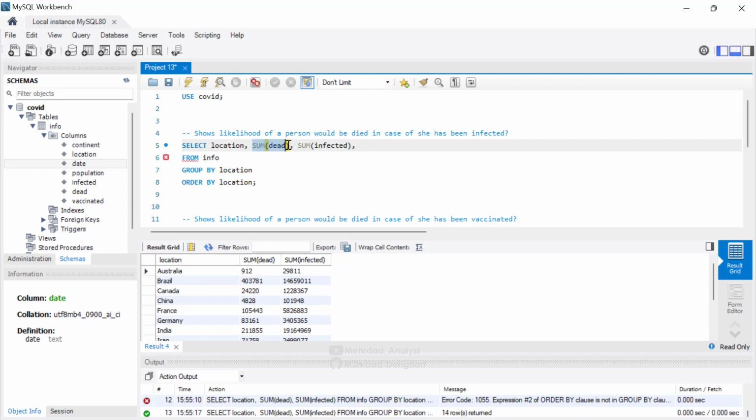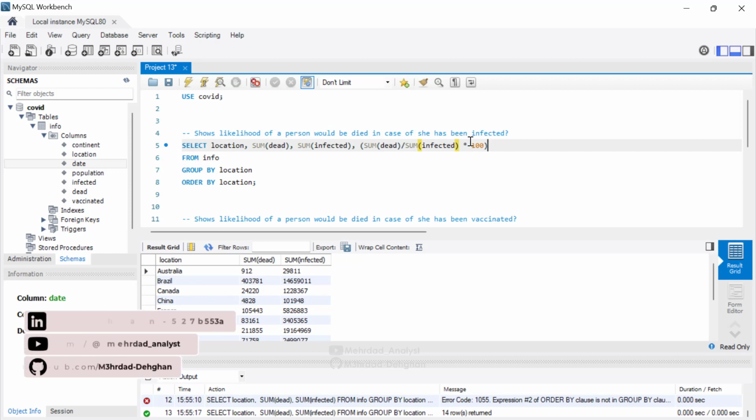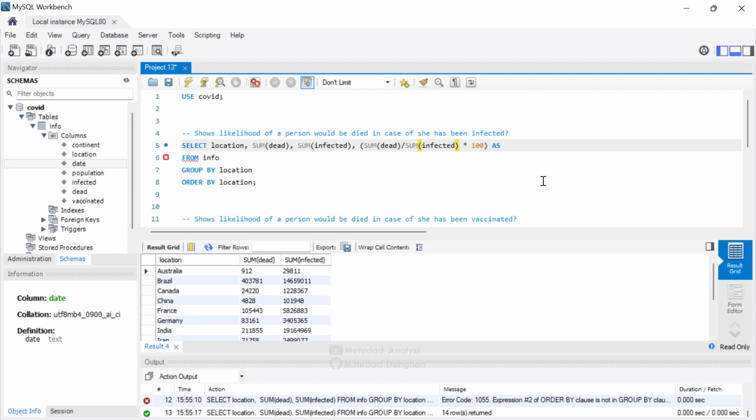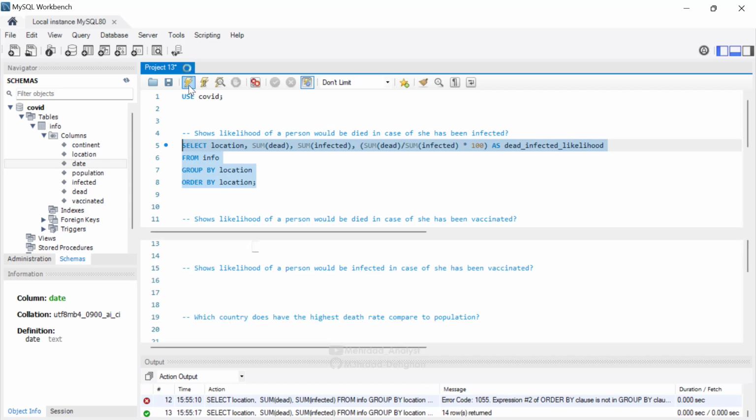So I want to divide the dead by infected. Sum of the dead should be divided by sum of the infected, and I want to multiply it by 100 to see the percentage, and I want to call it, for example, deaths infected likelihood.